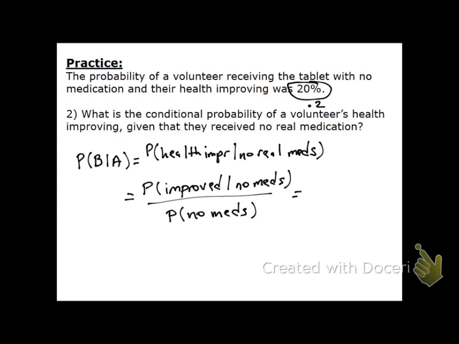So in this case, improving with no real meds was 20%. So we're going to put 0.2 up top, and then the probability that someone did not receive the medication is just 50%, or 0.5, because half of the group did not receive real meds. So in this case, your probability of someone's health improving, given they didn't receive the real meds, is 0.4, or 40%.